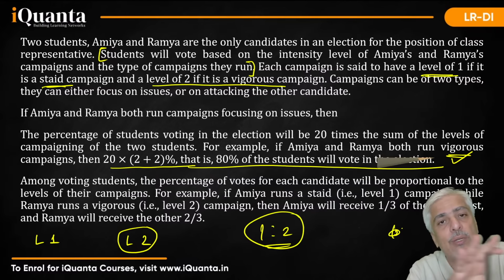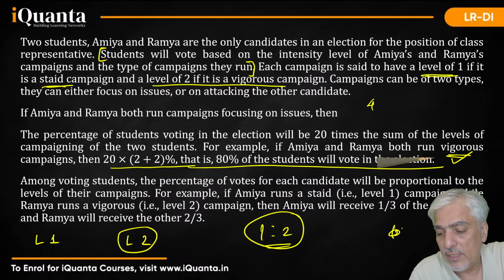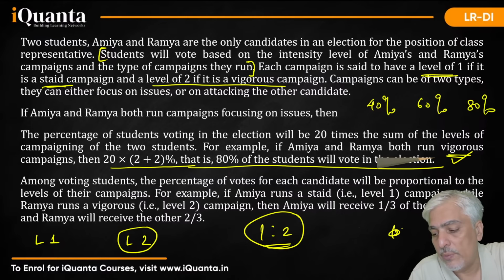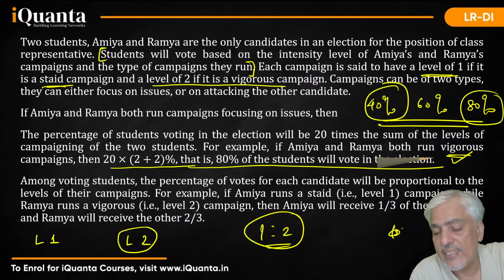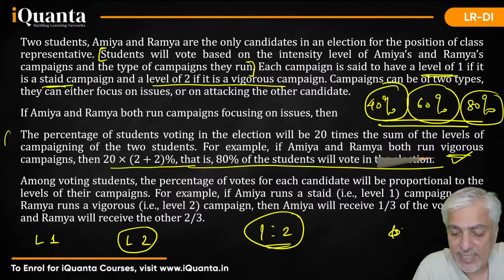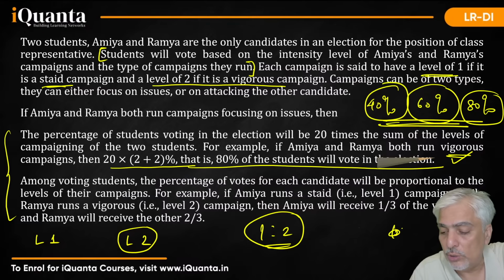So see, it's just simple logic. If both run level 1, then 40% are going to vote. If one runs level 1 and the other runs level 2, then 60% will vote, and otherwise 80% will vote. And the division will happen 20-20 in this case, 40-40 in this case, and 20-40 in this case. Who will get 20 and who will get 40 depends on who's running level 1. So page 1 is clear. All this data we have put down, everything else is done.